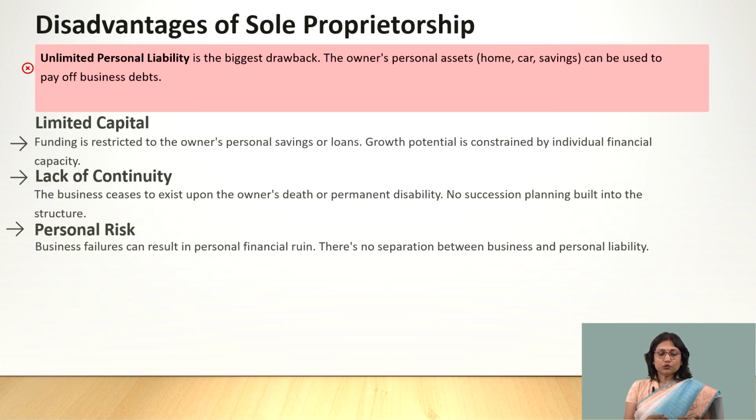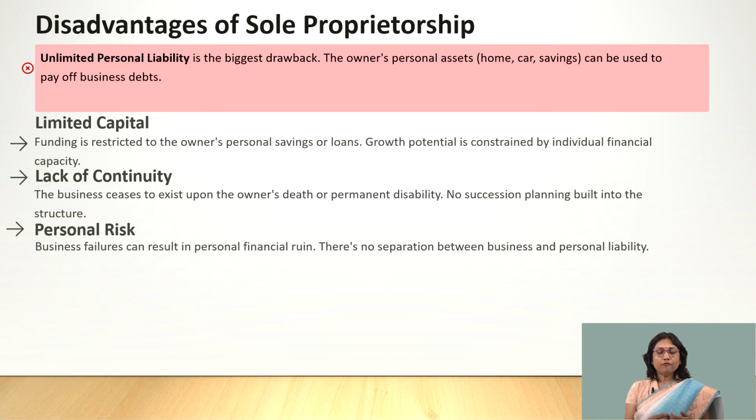The sources of capital are also limited. Whatever resources he has, maybe from his personal source or from the bank or from any relative, he has to manage with that limited resource only, that limited capital only, because only one person is involved. The resources are also associated with that one person.